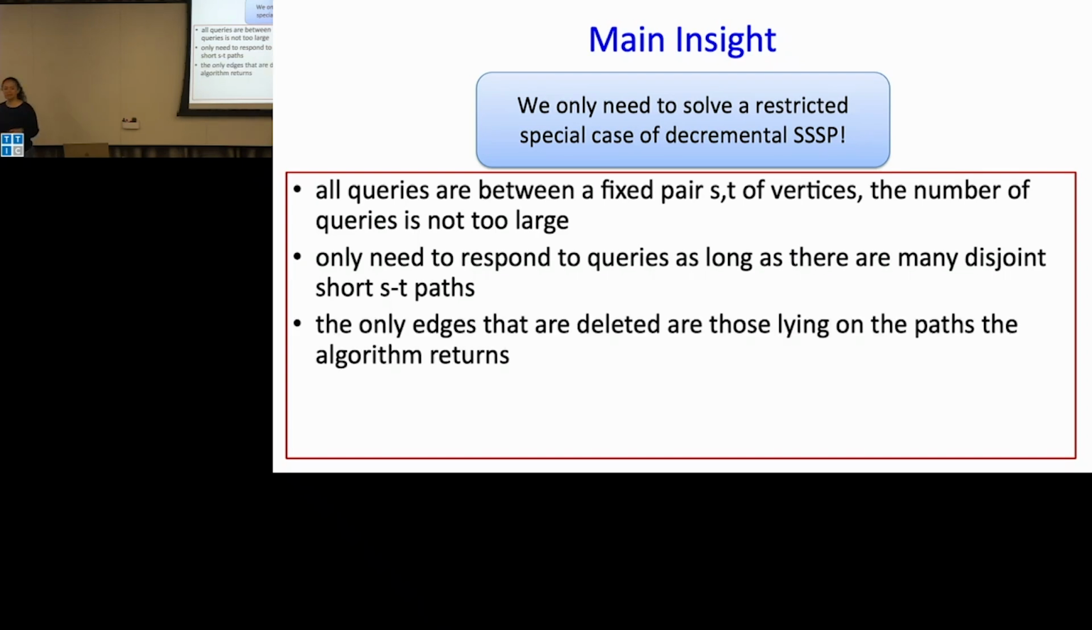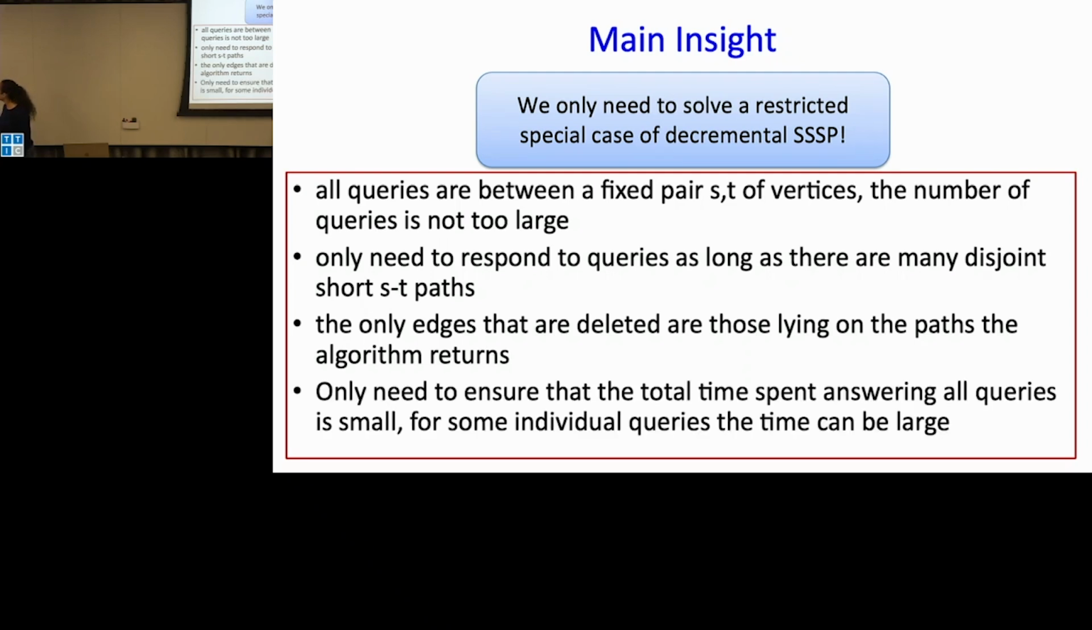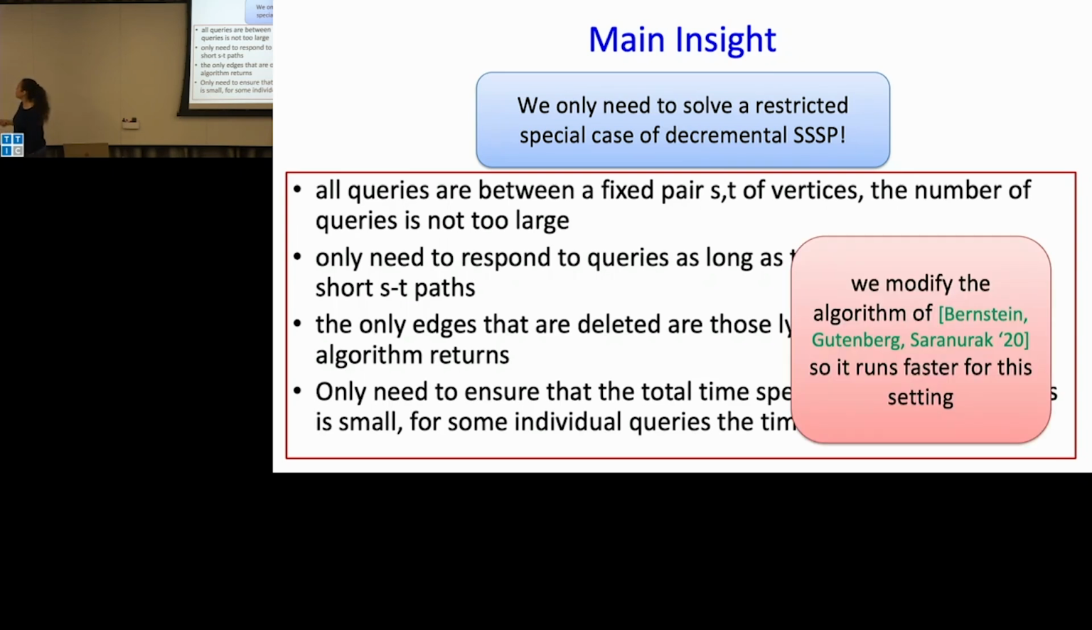Also, edge deletions are sort of controlled. Edges are only deleted if they appeared on paths that the algorithm returned. And the last one: usually in these single source shortest path query problems, you really care about how much time it takes to respond to a single query. For us, if some query takes a lot of time, but other query response times are short, that's completely fine. We just need the total time to be short. So what we do, we simply take this previous algorithm, and we just tweak it so that for this special case, it gives us the fast running time that we need.